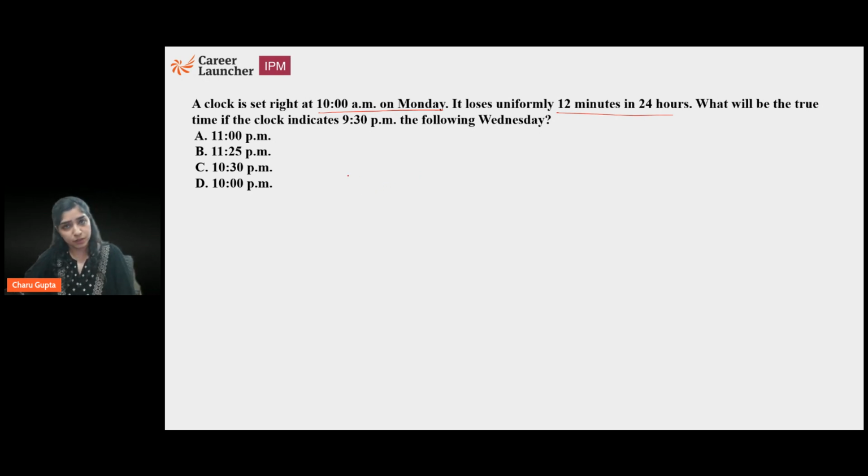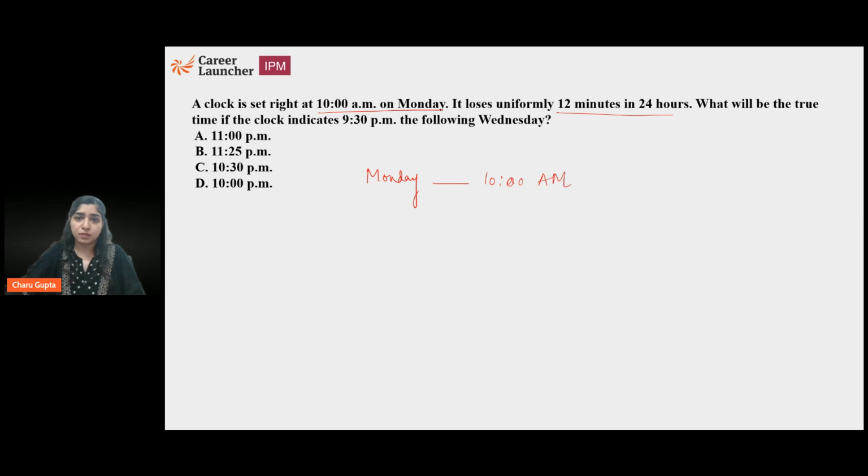So there's a clock. पहले क्वेश्चन अंडरस्टैंड करते हैं हम. एक क्लॉक है, उसको सही टाइम पे सेट किया गया है ऑन मंडे and the time is 10 a.m. This is the right time.